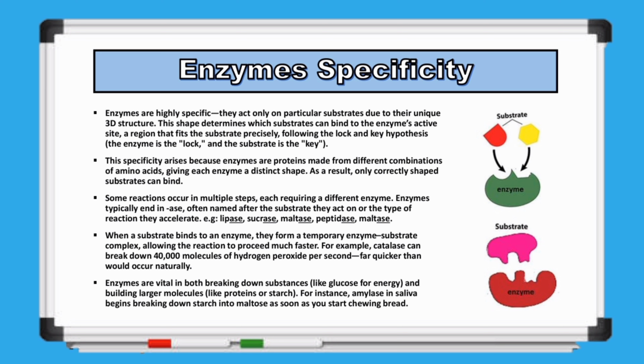Also, it's worth mentioning that many biological reactions don't just happen in one go, they often occur in several steps. And for each step, a different enzyme is needed. Not only are enzymes specific to a substrate, but they're also specific to the type of reaction. For example, a hydrolase enzyme will only catalyze a hydrolysis reaction, it won't work on an oxidation reaction. Now, when a substrate binds to its enzyme, they form what we call an enzyme-substrate complex. This allows the reaction to happen very efficiently.